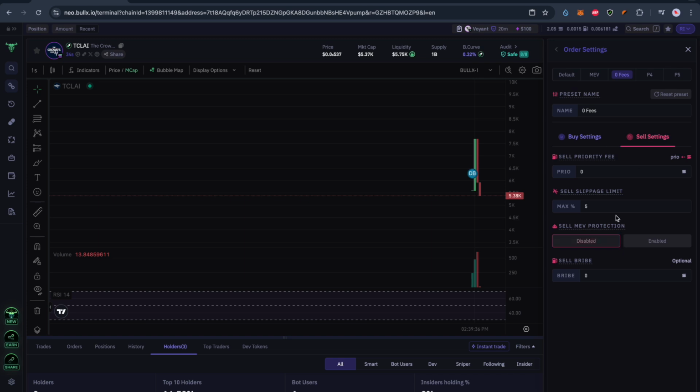Then for sell settings, same thing. I would actually put 30% here, and 0, 0, 0, 0 everything, and yeah, that's my settings.